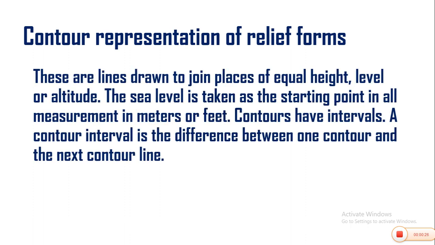Contour lines are lines drawn to join places of equal height, level or altitude. The sea level is taken as a starting point in all measures in meters or feet. Contours have intervals. A contour interval is the difference between one contour and the next contour line.